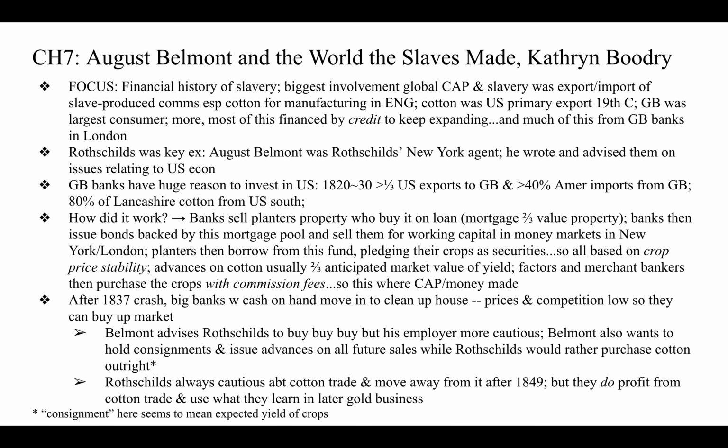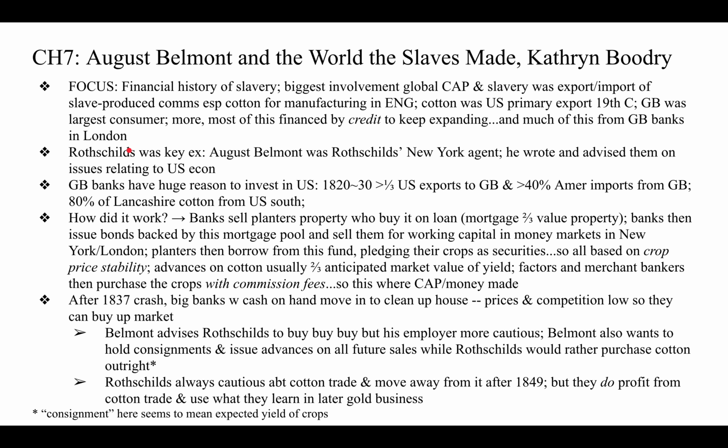In Chapter 7, August Belmont and the World the Slaves Made, Kathryn Boodry looks at the financial history of slavery. The biggest involvement in global capitalism and slavery was the export-import of slave-produced commodities, especially cotton, for manufacturing in England. As I mentioned, cotton was the primary U.S. export at the time, and Great Britain was the largest consumer. And much of U.S. slavery was financed by credit, which came not just from local credit networks or northern banks, but a lot of it from big banks in London as well.